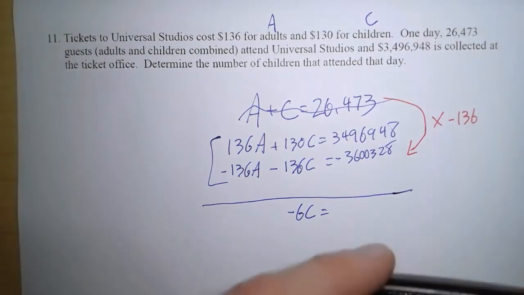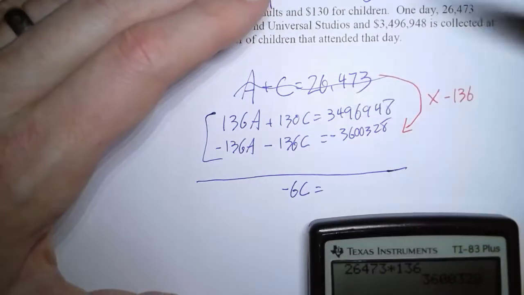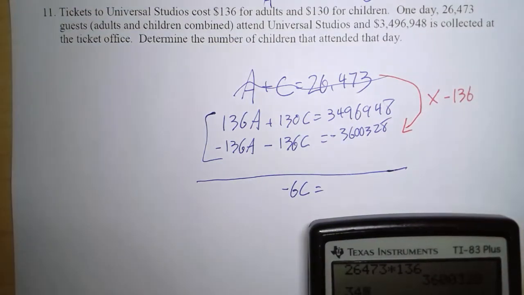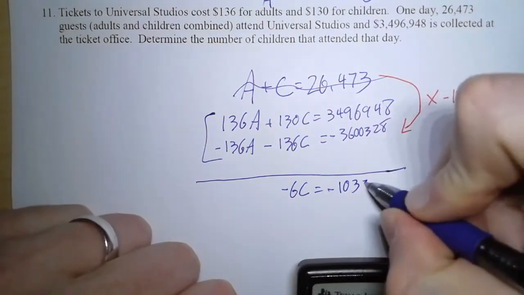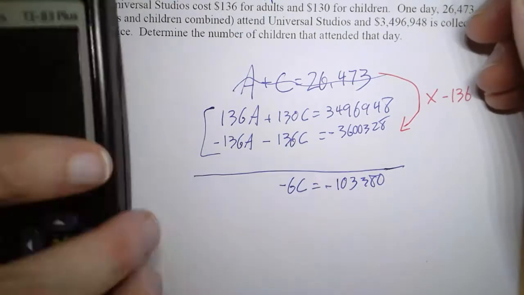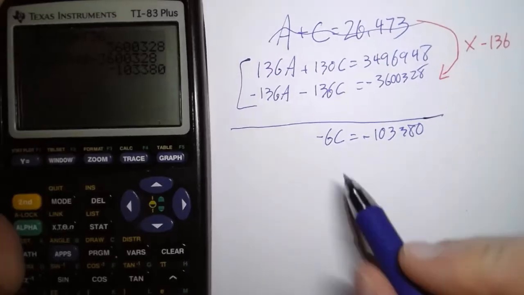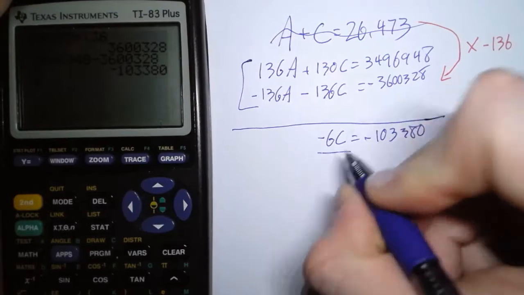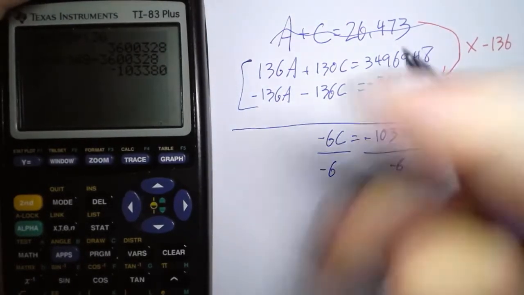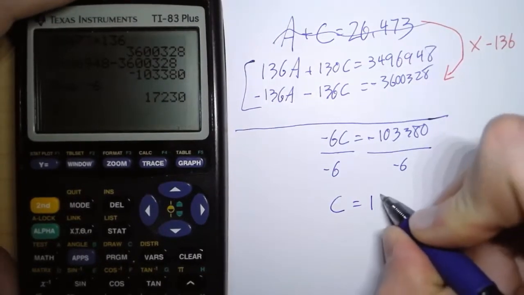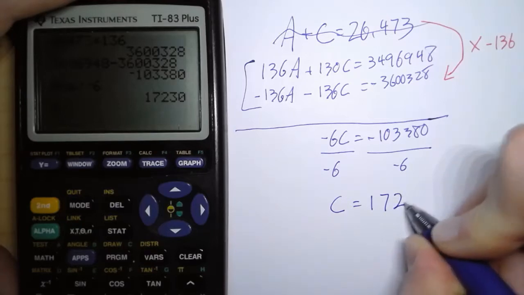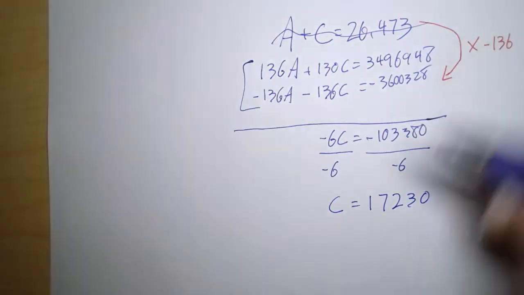And then if we combine these numbers, 3,496,948 minus 3,600,328, we get negative 103,380. But now we have one equation with one variable. So to solve this, we just divide by negative 6. And so we get C equal to 17,230, which is the number of children.